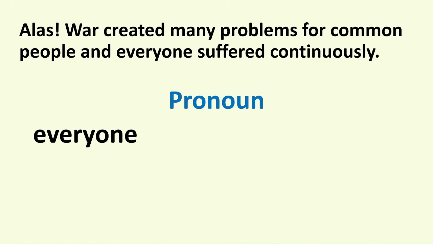The sentence has only a single pronoun, and that is everyone. Everyone, no one, someone, anyone, everybody, nobody, somebody, anybody, all these are pronouns. So here we don't have any other pronoun except this one pronoun, everyone. Here, everyone represents common people. We are not repeating people so many times. War created many problems for common people, and common people suffered continuously. If we repeat, it doesn't read well. Therefore, we use a pronoun.